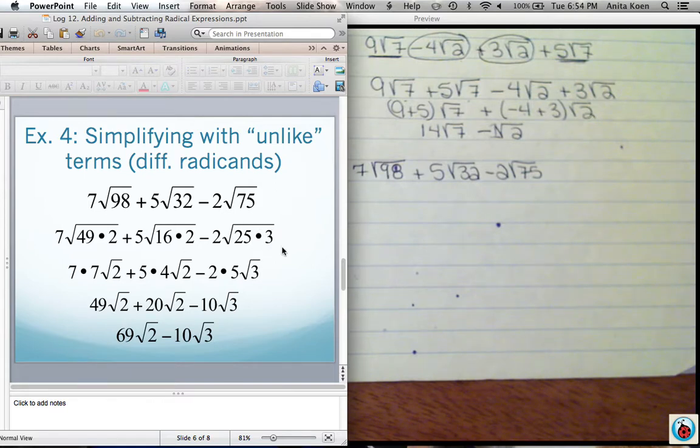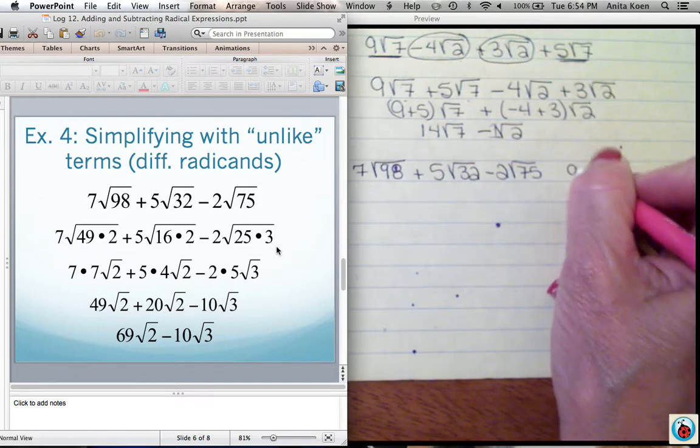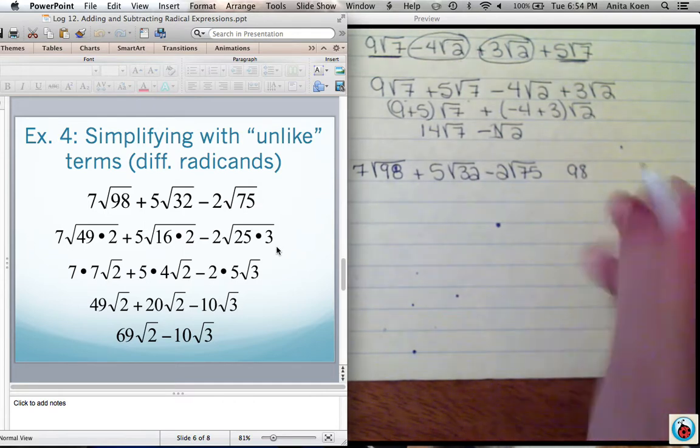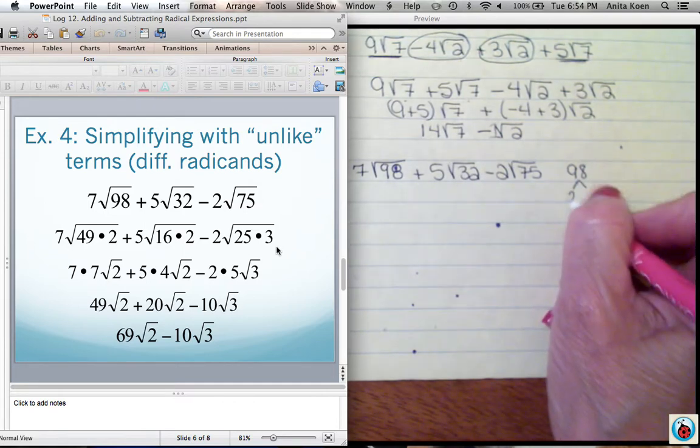If you can see that 49 is a perfect square, and we did 49 times 2 to get 98, and that 16 is a perfect square, and we did 16 times 2 to get 32, and that 25 is a perfect square, and we did 25 times 3 to get 75, then you don't have to necessarily do the factor trees. But if you don't see that, then you do need to still come over here and do your factor trees.